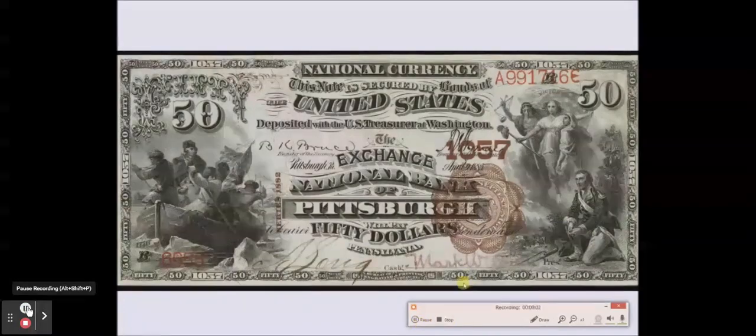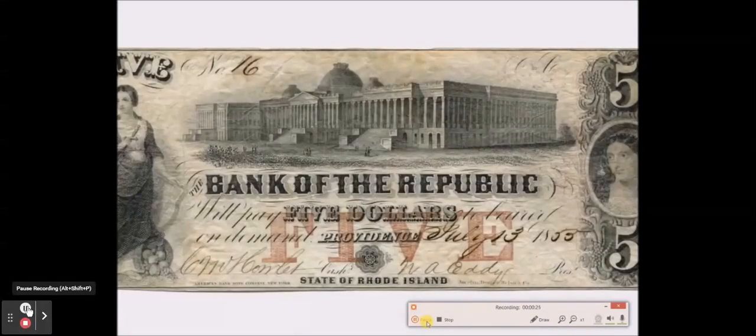So now the year is 1887, and it looks like we've got national currency. I'll just read it. The national currency. This note is secured by bonds of the United States deposited with the U.S. Treasurer at Washington. The exchange, I guess, in Pittsburgh, Pennsylvania. National Bank of Pittsburgh.